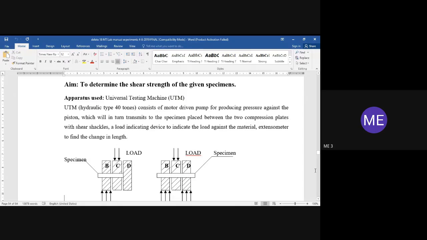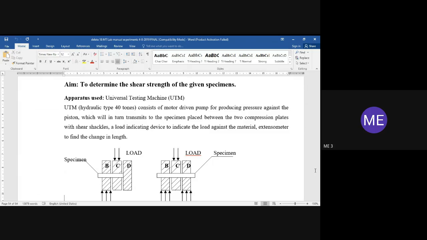So in the universal testing machine, you are conducting around four tests. One is tensile, and the other is bending. Tensile you have already finished. Bending you have also finished. Then compression, one for brittle material and one for ductile material, that also you have finished. Only one experiment is pending with respect to the universal testing machine, or UTM. That is shear strength.